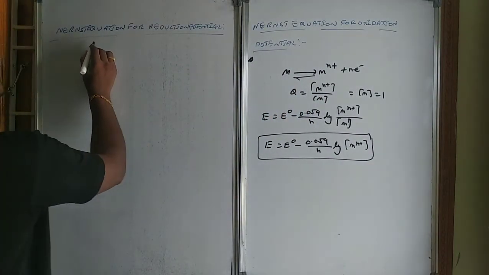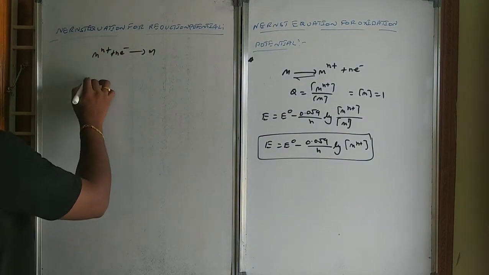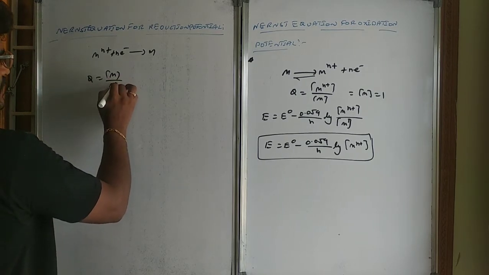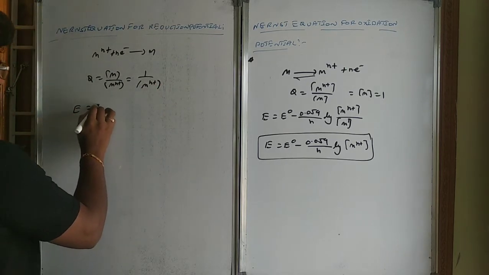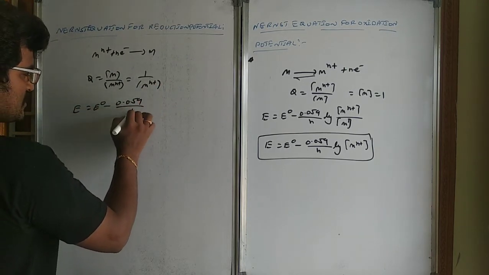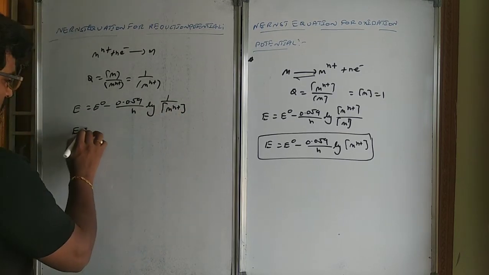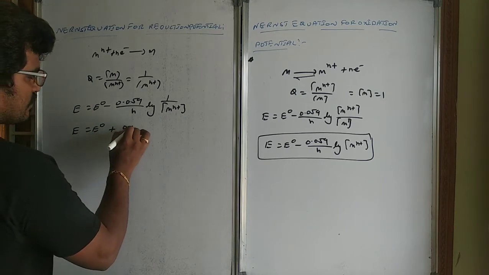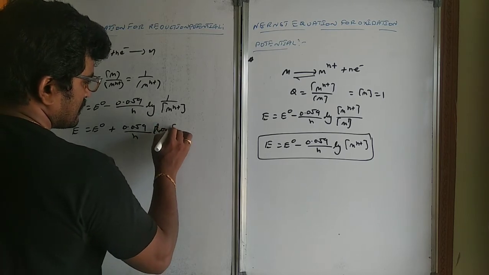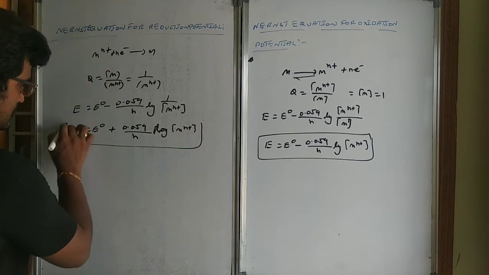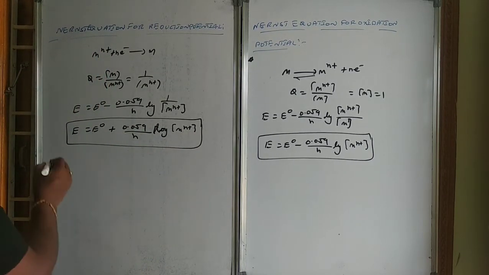And for reduction potential, the reduction reaction is Mn+ plus n electrons gives M, so Q equals M divided by Mn+, so 1 by Mn+. So E is equal to E naught minus 0.059 by n log 1 by Mn+. So E is equal to E naught plus 0.059 by n log of Mn+. These are the things. Let me apply this for different reactions.